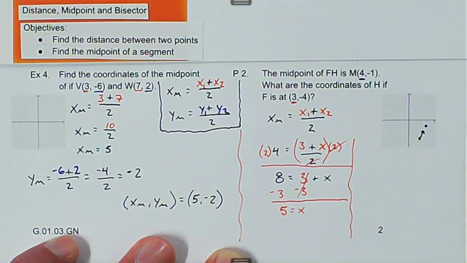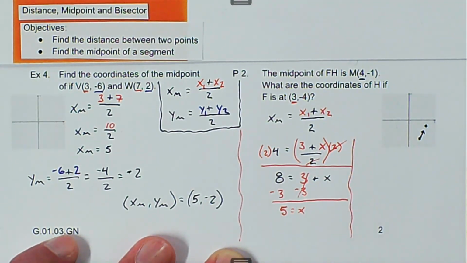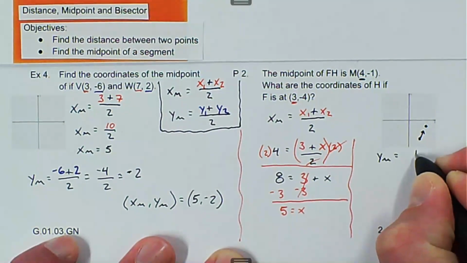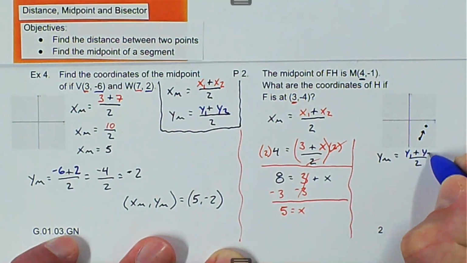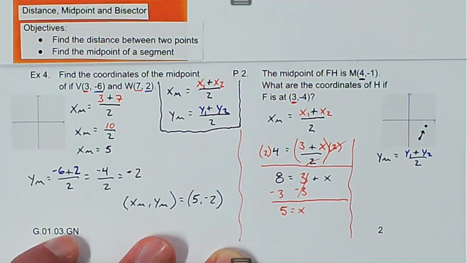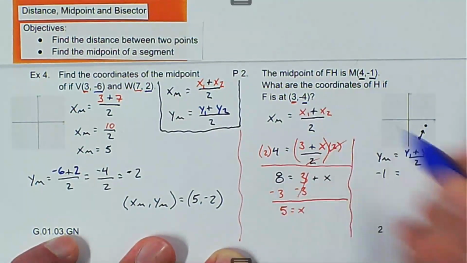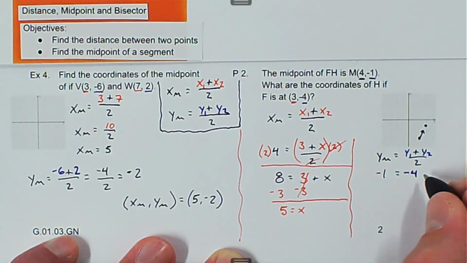Now we have to do the same thing, but we have to substitute in the midpoint and use our y value. So y midpoint is equal to the things that don't change, y sub 1 plus y sub 2. And we're going to substitute in the values that we know. The y midpoint is -1. And we know one of the y values is -4. And we're still going to add and divide by 2. And we have to calculate x there.